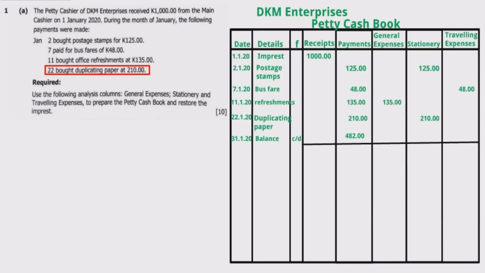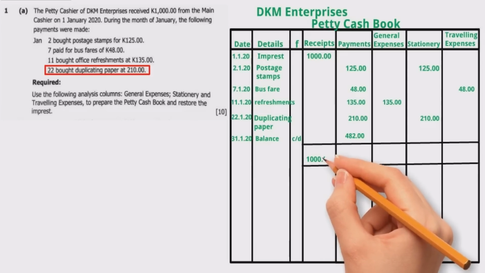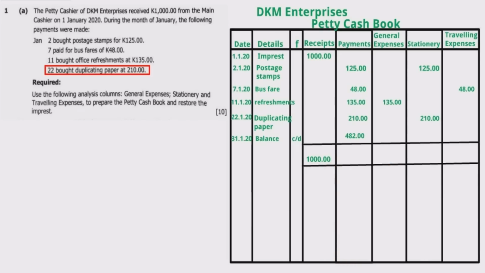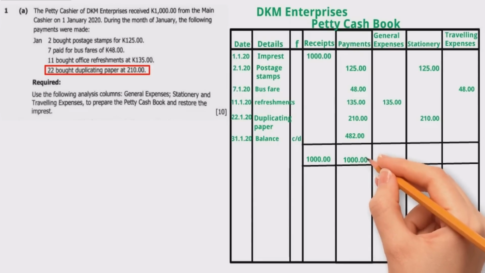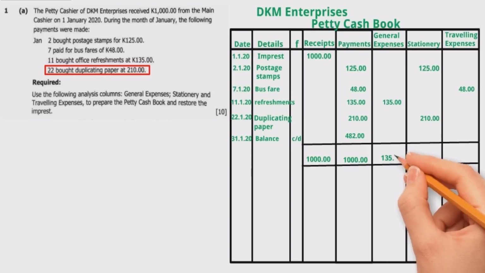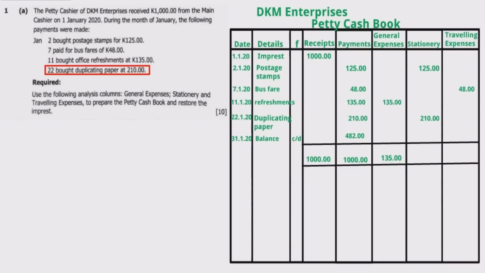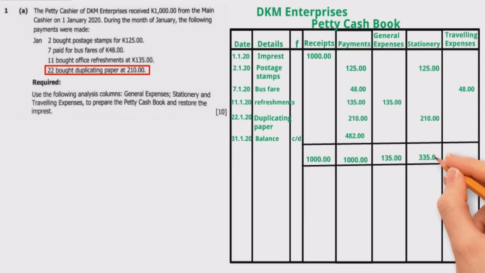Now, once we've done that, we can write the totals of everything in each column. Here in the receipts, we just have 1000, that will be the total. Here on payments, when you add all that plus 482 it will give you 1000. General expenses, we have only one item, which is 135. Stationery, we have 2 items, 125 plus 210 will give us 335. Then in traveling expenses, we have 48 kwacha, and that is the 48 we will write there.